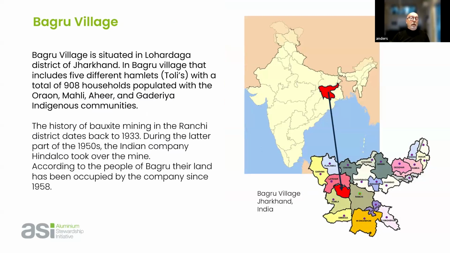Bagru village includes 5 different hamlets with a total of 908 houses populated with Oraon, Mali, Aher, and Gadaria indigenous communities. The history of bauxite mining in the Ranchi district dated back to 1933. During the latter part of the 1950s, the Indian company Hidalgo took over the mine. According to the people of Bagru, their land has been occupied by the company since 1958.